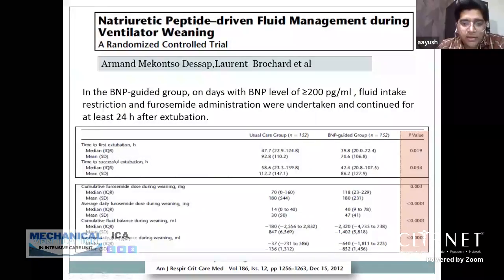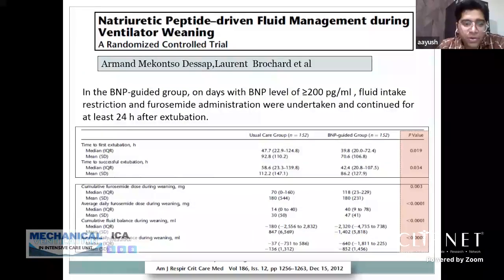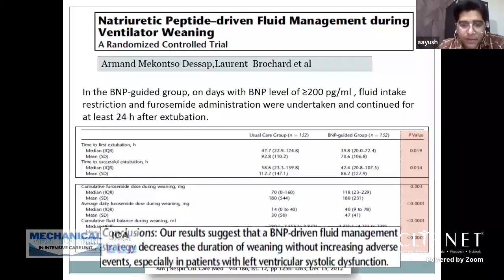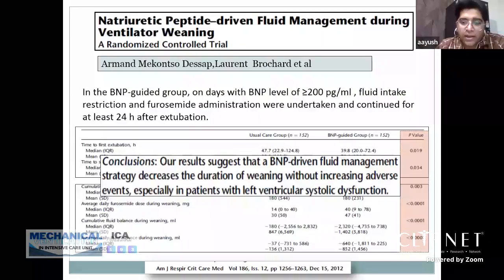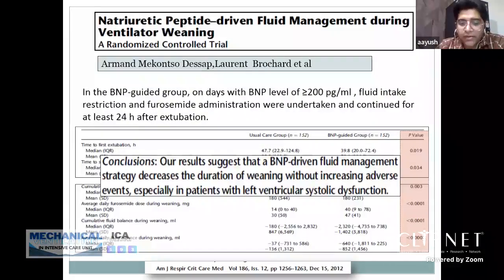And you can see that this group had favorable extubation and the time to extubation was earlier as compared to groups where diuretics were not guided by BNP. So what they concluded was that a BNP-driven fluid management strategy decreases the duration of weaning without increasing any adverse events, particularly in patients who have an underlying LV systolic dysfunction.